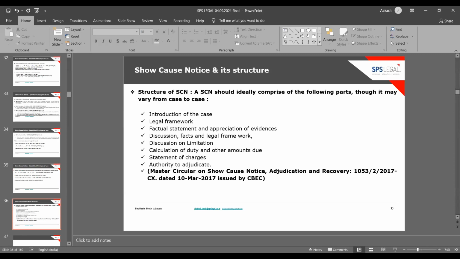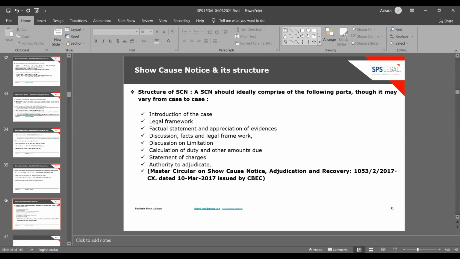Generally, a SCN (show cause notice) will have a well-defined structure, which has been explained by this Board master circular. Though this circular is in the context of excise and service tax, it will more or less have relevance even under the GST regime. This is a good master circular issued by the Board, embodying certain important principles which have already been laid down by the various court judgments.